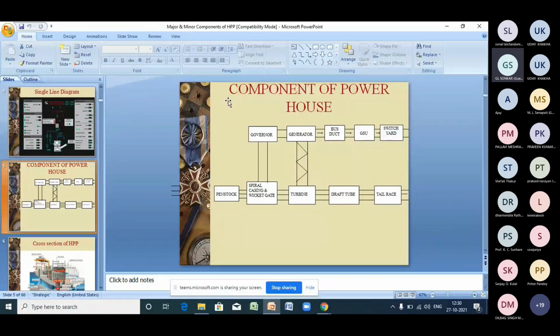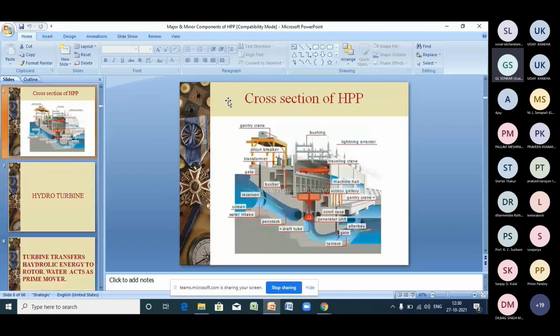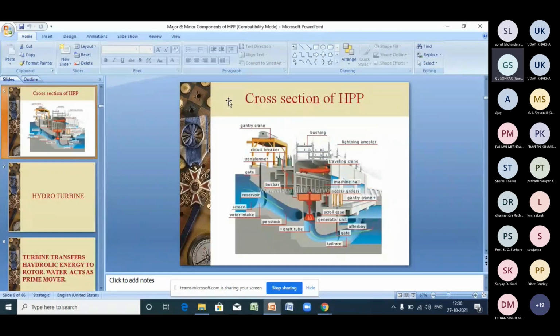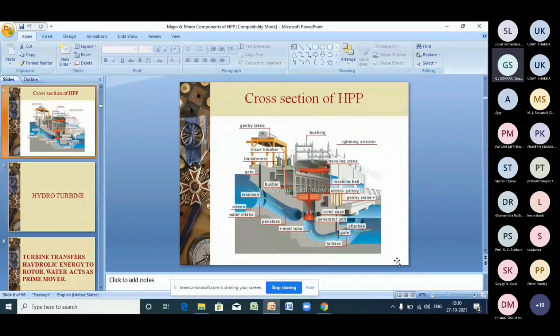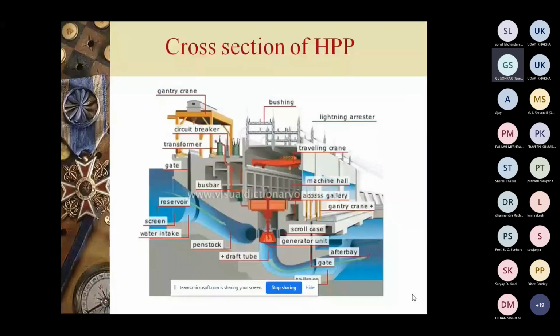This is a cross section of your hydropower plant. If you notice, this is a Francis turbine, and the initial part you can see from the reservoir. The black patch you're seeing is your intake gates. In front of the intake gates, you have some screen, which they are writing as the screen.